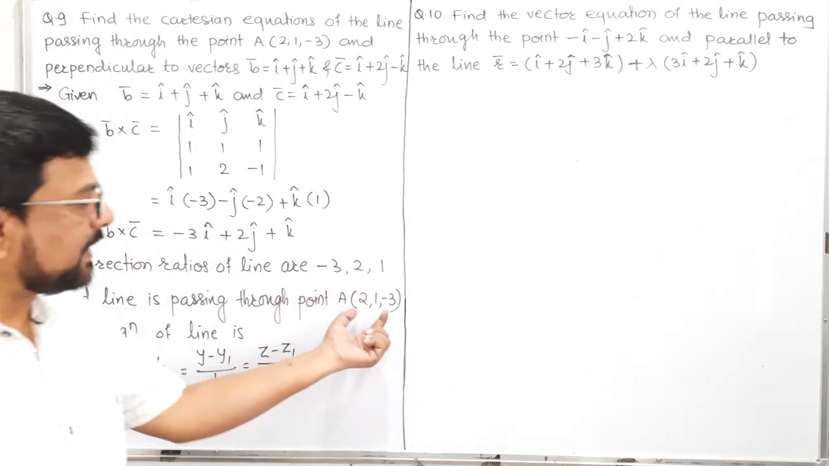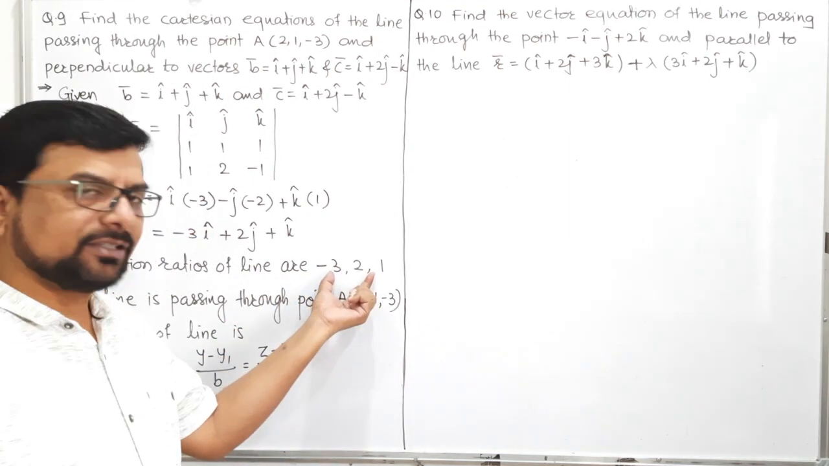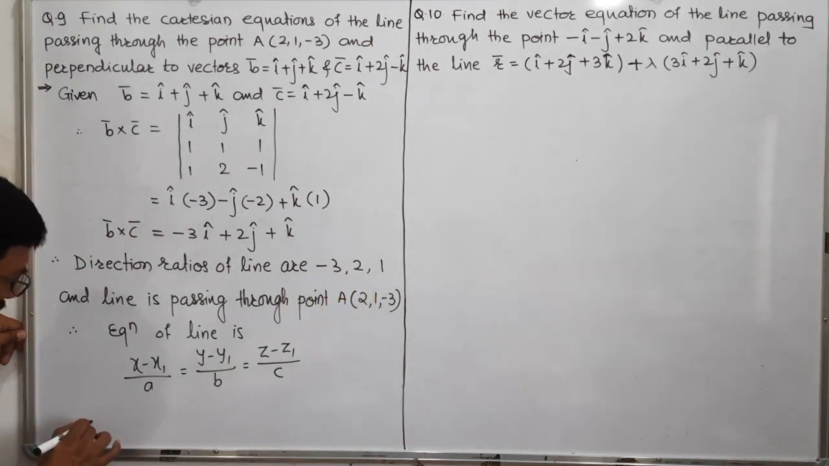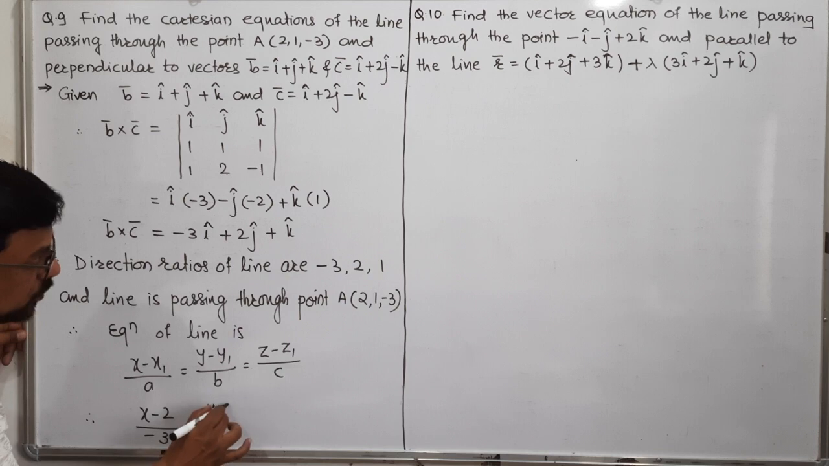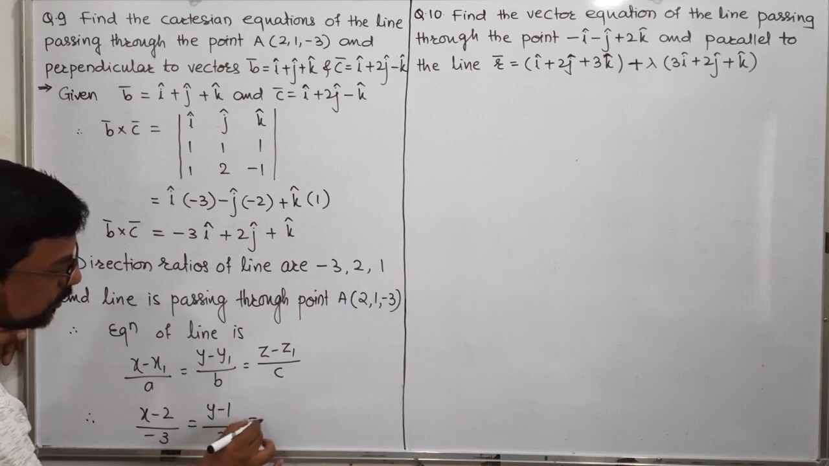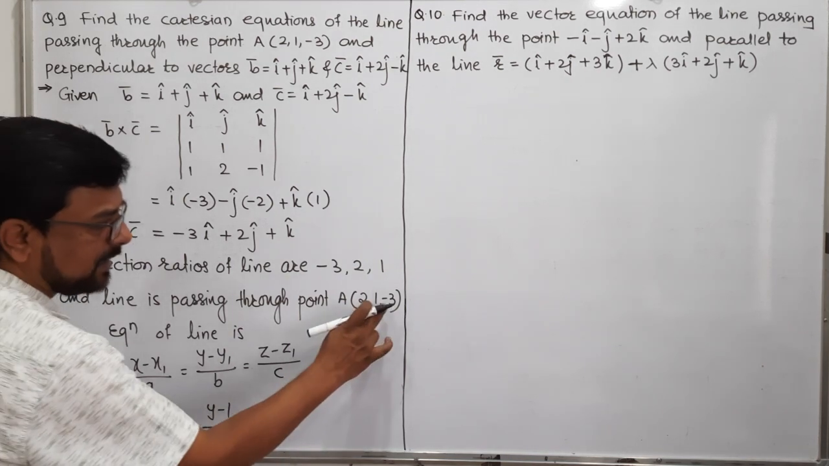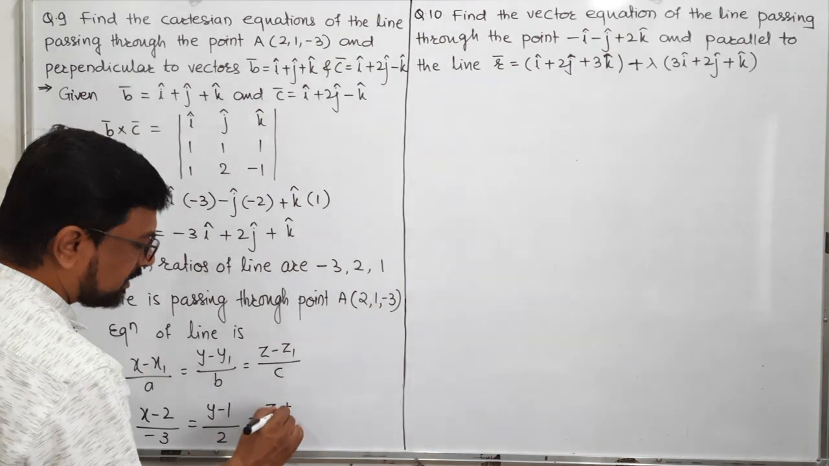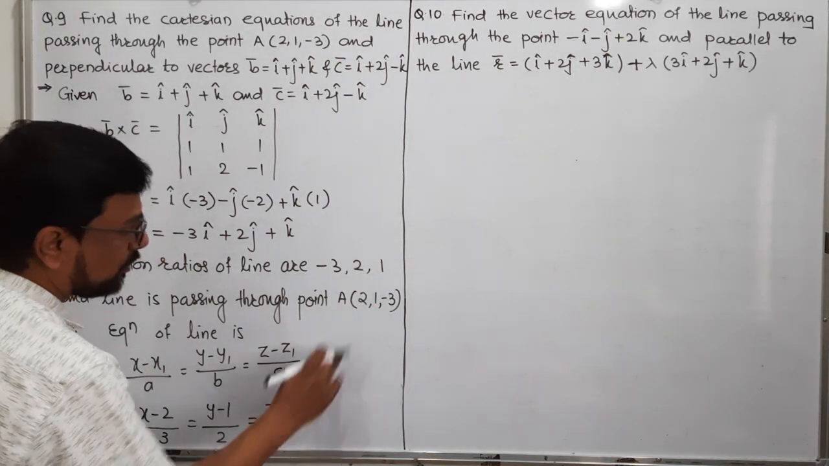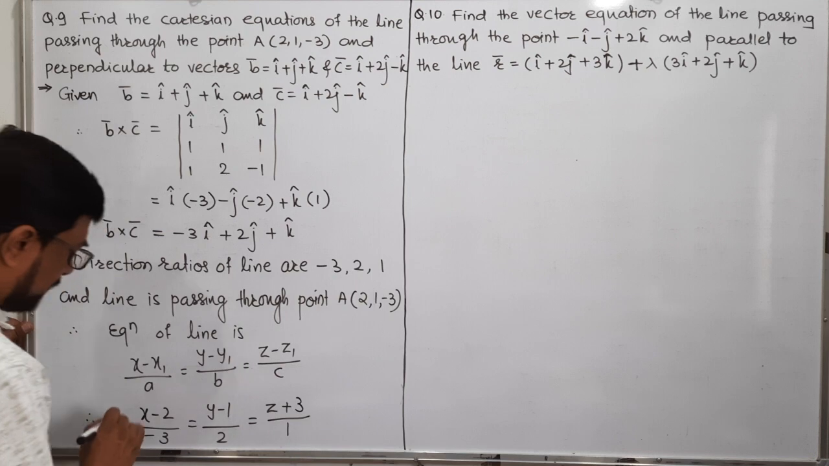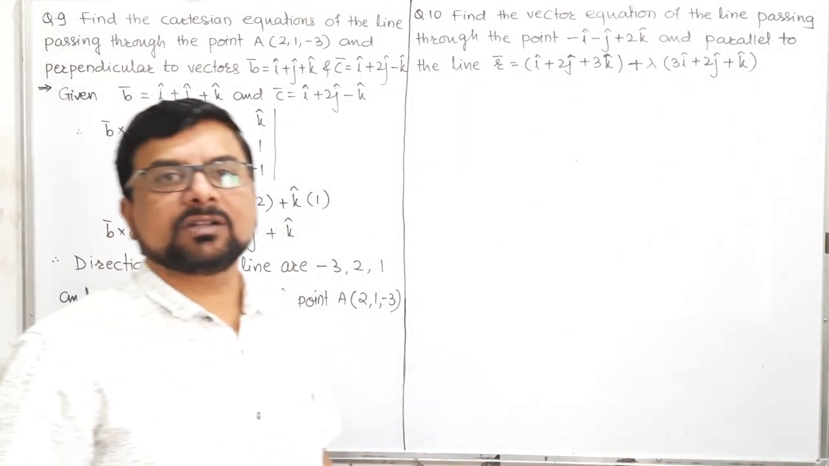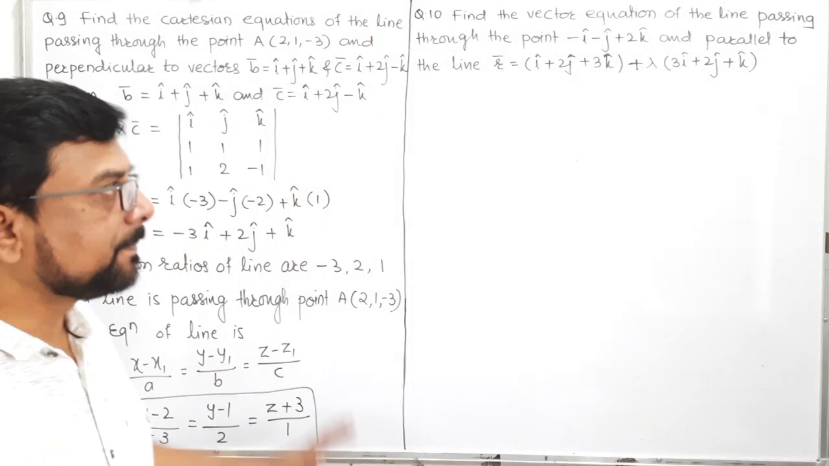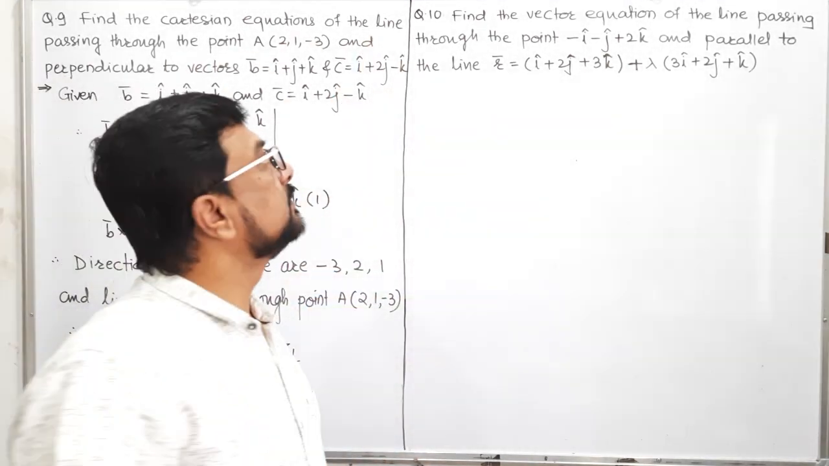Now we have, these are the values of x1, y1, z1, and these are the values of a, b, c. Therefore, that is (x minus 2) upon minus 3 is equal to (y minus 1) upon 2 is equal to (z minus 0), that is minus 3 means it becomes plus 3, (z plus 3) upon the value of c, which is 1. This equation is said to be the Cartesian equation of the line. Got it? Now question number 10.